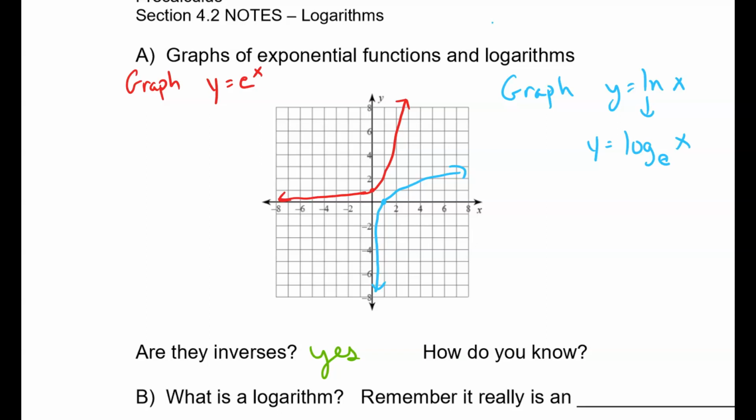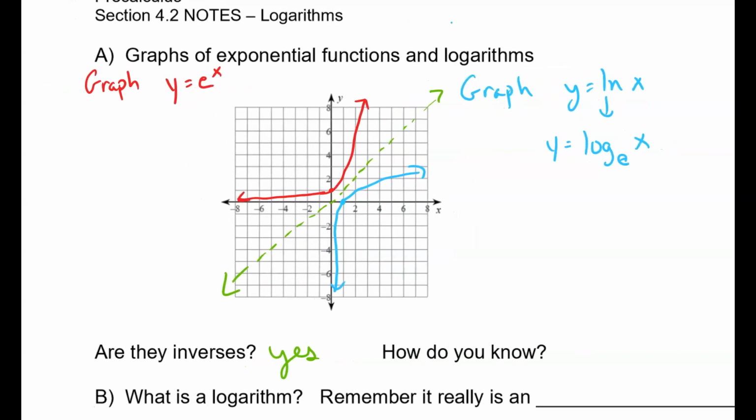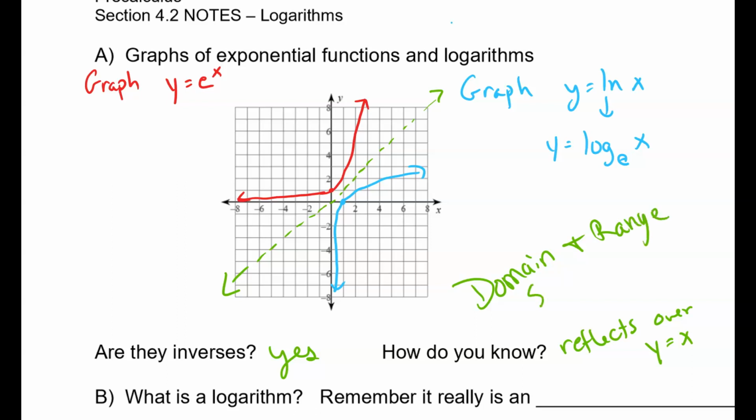Now, why? The reason I know this is if I look at their graphs, they're reflecting over the line y equals x. So we know they are inverses. Now, what's another way of describing the relationship of inverse functions? Also remember the domain and range switch for the functions.